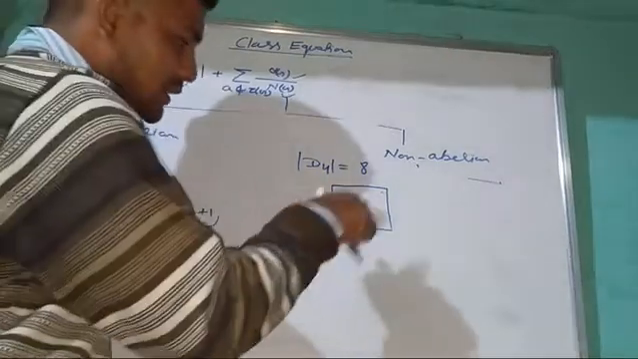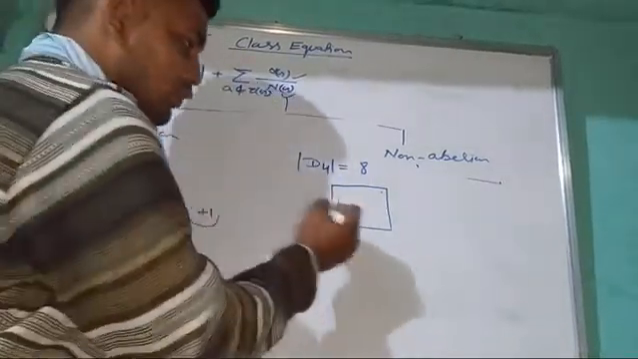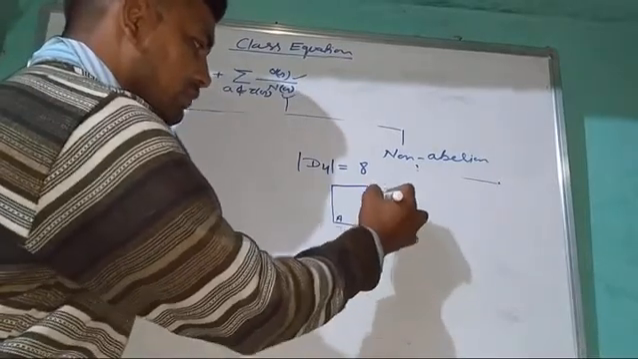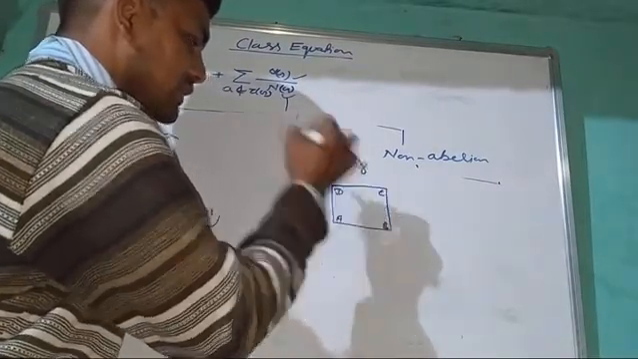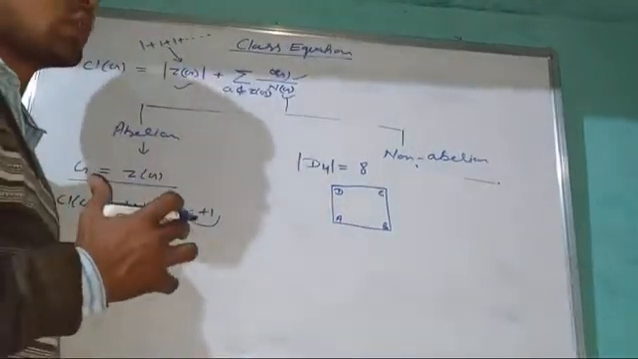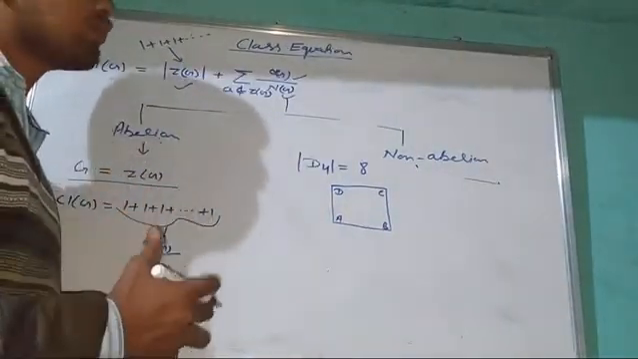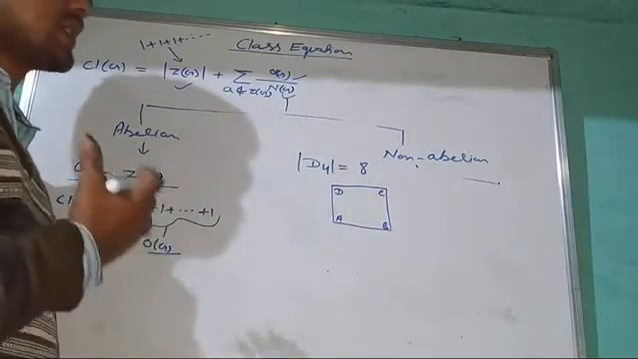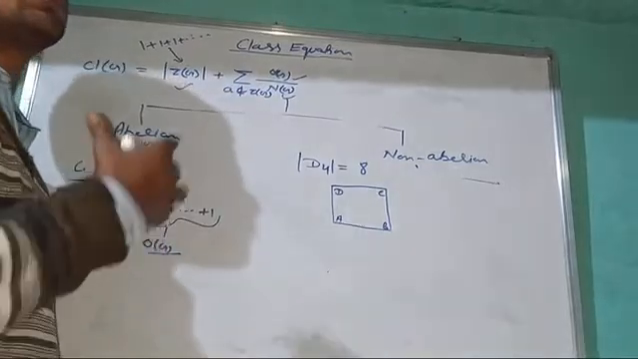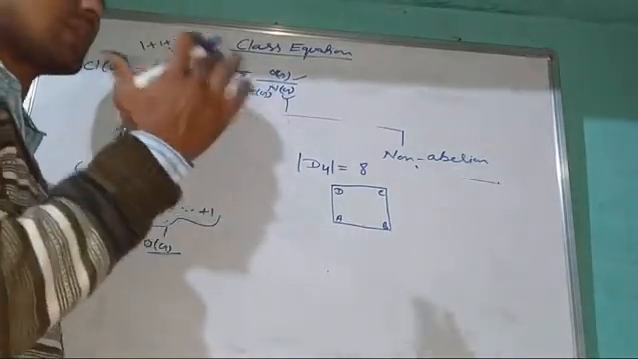In this square, this point is A, this point is B, this point is C, this point is D, and we need to know how many times we will rotate this square to get the same image.